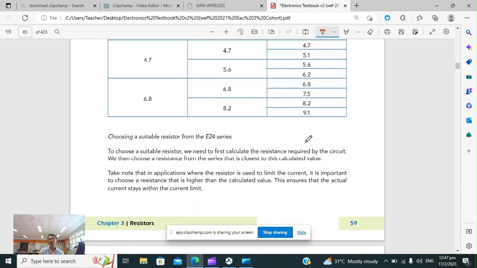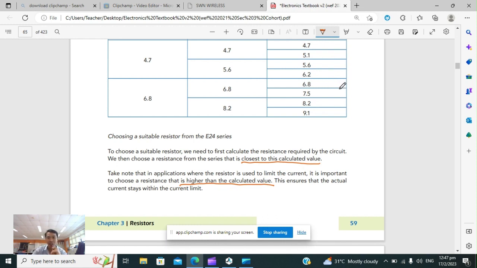Usually we either choose the closest to the calculated value, but if your application is to limit the current, meaning you don't want too much current to flow through, then instead of choosing the closest value, what we usually do is choose the next higher from the calculated value, so the appliance doesn't burn out through a high current. So it depends on the situation. Do I go to the one below or the one above?